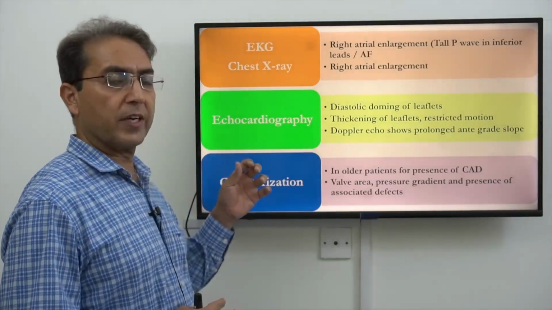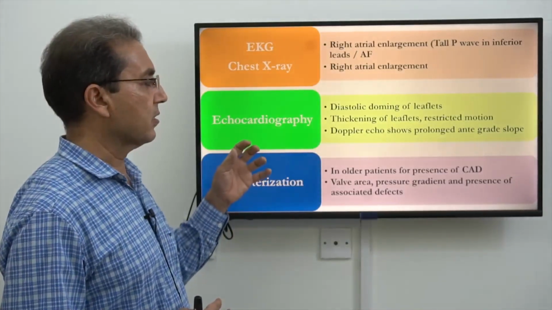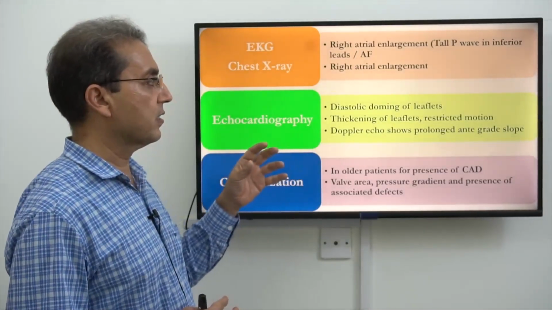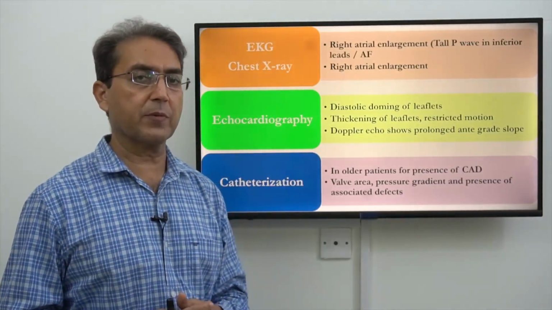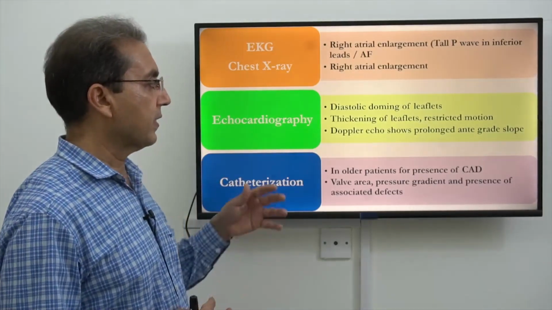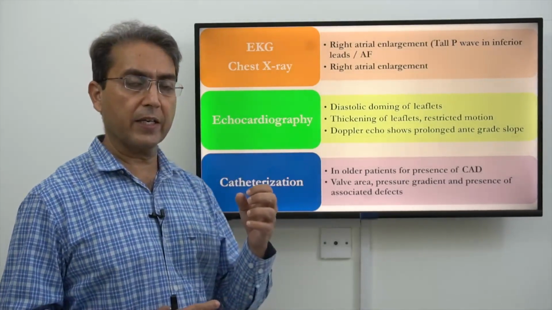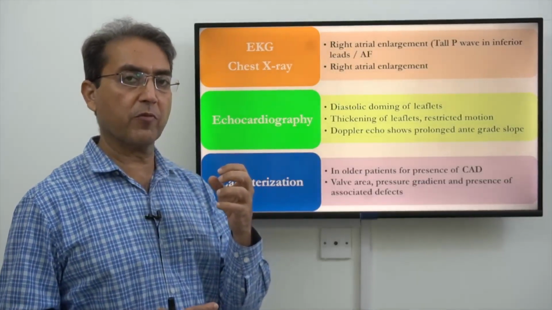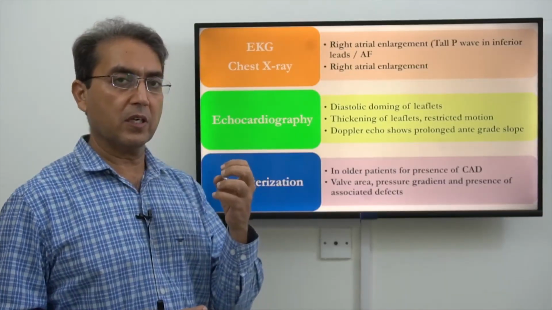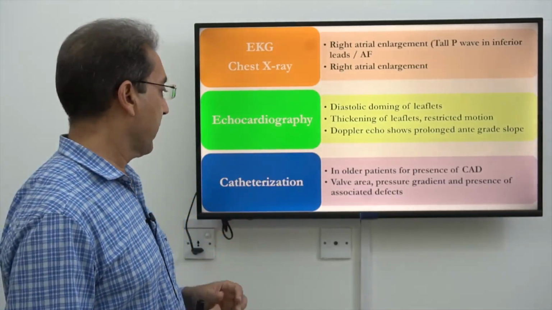Echocardiography is a very useful test which can tell us many things. There is diastolic doming of the leaflets, there is thickening of the leaflets, and movement restriction can be seen on echo. Then the Doppler echo shows the prolonged antegrade slope, that is related to the movement of blood from the right atrium into the right ventricle.